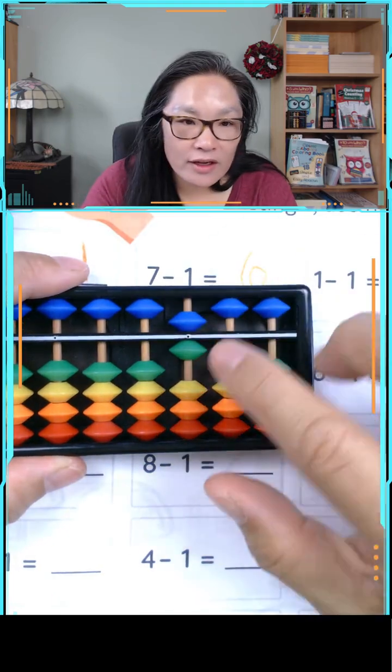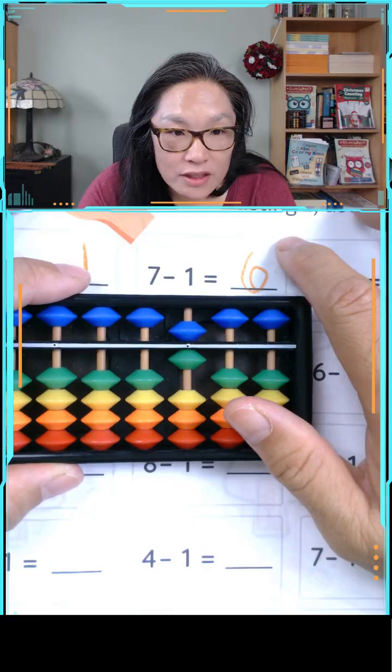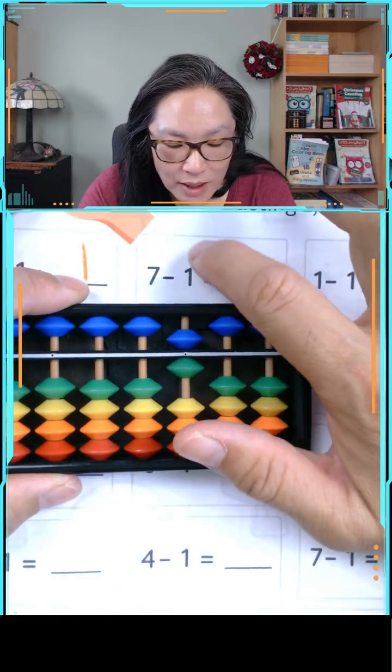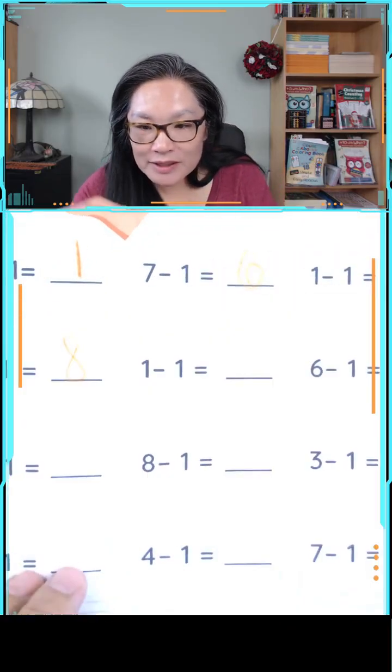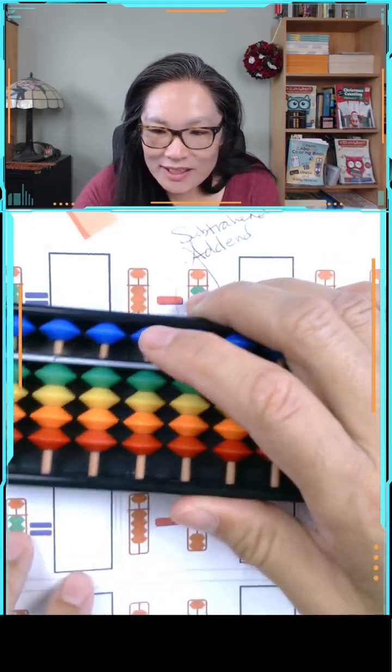Okay, so the final answer is 6. So again, we're not going to focus on the result. What we're going to focus on is the process to get there, right? A little bit? Yeah. That's right.